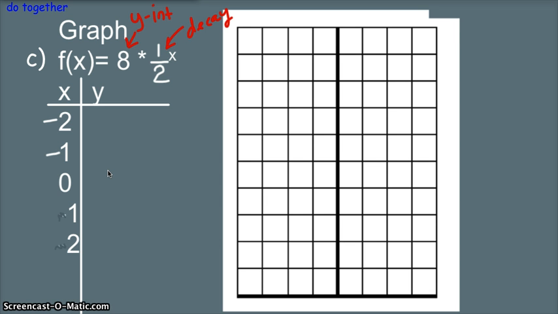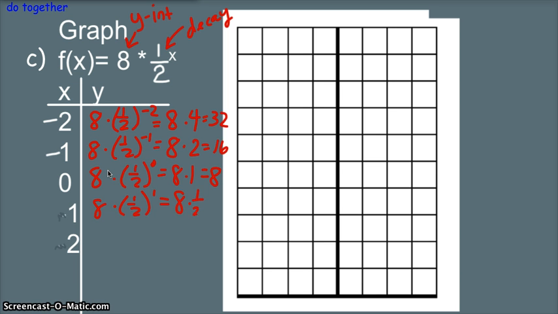I first need to use -2 as an input value, so I'll have 8 times 1/2 to the -2nd power. That's 8 times 4, or 32. Next I have 8 times 1/2 to the -1st. That's 8 times 2, or 16. 8 times 1/2 to the 0 would be 8 times 1. 8 times 1/2 to the 1st would be 8 times 1/2, or 4. And 8 times 1/2 to the 2nd would be 8 times 1/4, which is 2.